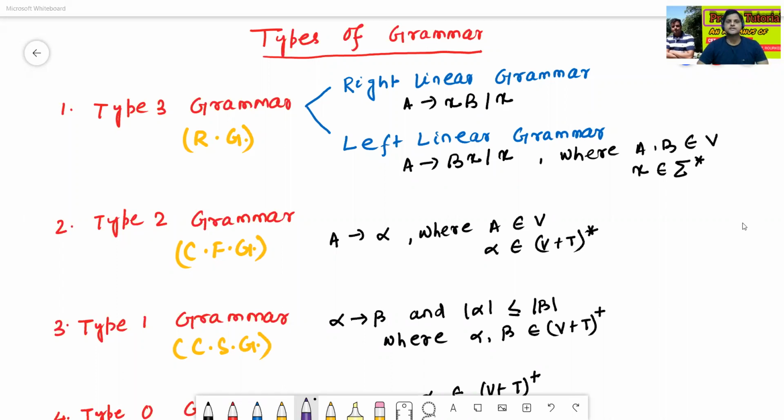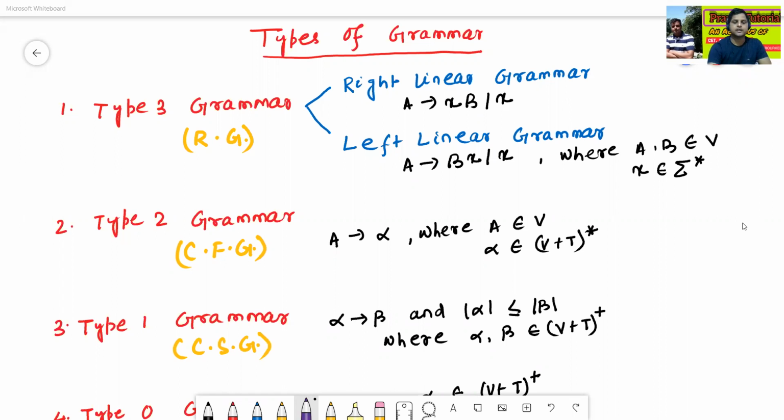In today's class, we will discuss the types of grammar. In the previous classes, we have already discussed the meaning of grammar and the problems related to grammars. But in today's class, we will mainly discuss the types of grammar.